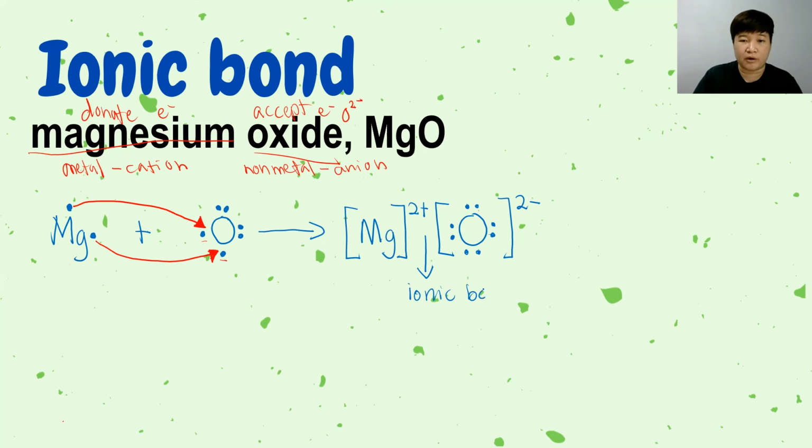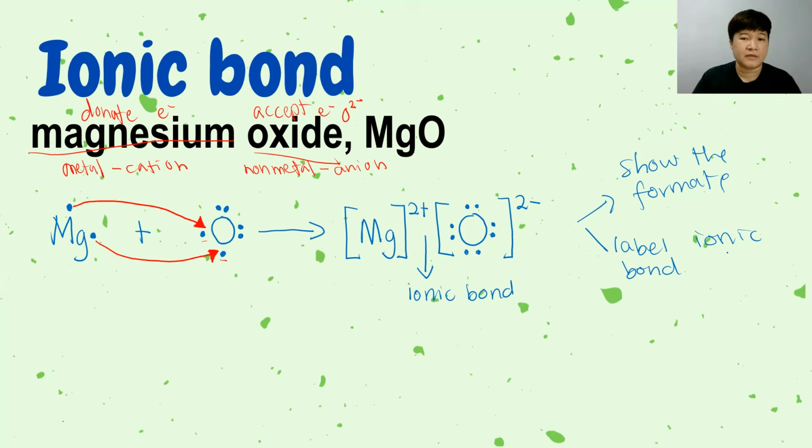That is your ionic bond. You only label this if the question asks. If your question did not ask, then do not label it, or you can just skip it. Okay. So again, this is what we are going to answer if the question says show the formation and also label the ionic bond formed. And what would happen if the question asks you to explain?